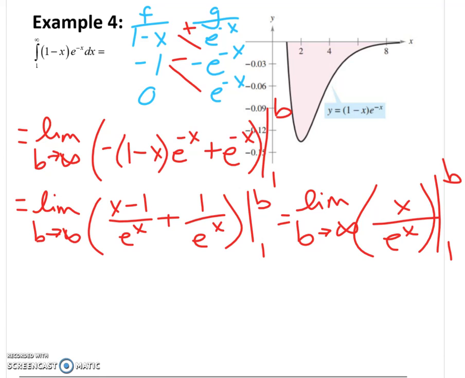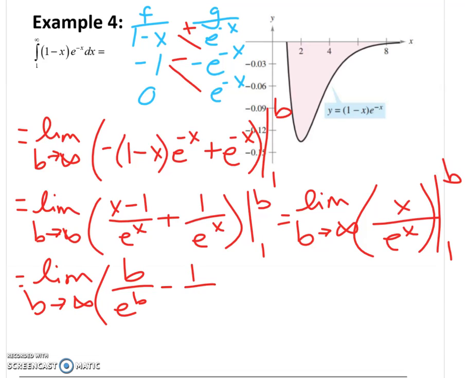Now, if I try to substitute, oh, nope, I do need to actually evaluate it. So I've got the limit as b goes to infinity of b over e to the b minus 1 over e to the 1. So the second fraction is fine, it's 1 over e. The issue is the b over e to the b. If you substitute infinity into that right now, you're going to get infinity over infinity, which is indeterminate. So now is when we would need to apply L'Hopital's rule.